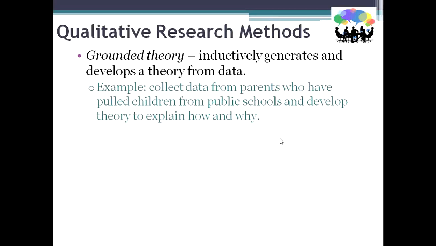Now, grounded theory is when we are using this narrative data, we're using qualitative data to generate a theory, an overarching explanation for how and why some pattern exists. So, for example, maybe we find parents who have removed their children from the public school system, and we interview them and look for common themes to develop an understanding of why parents might do this. When we're using qualitative research to address this how and why question, this is more of a grounded theory approach.